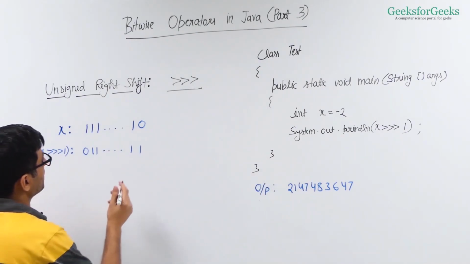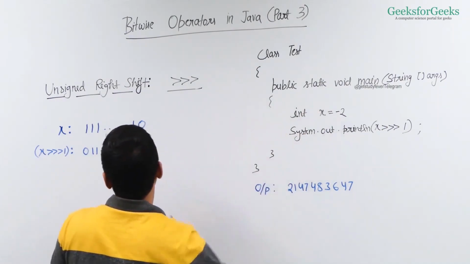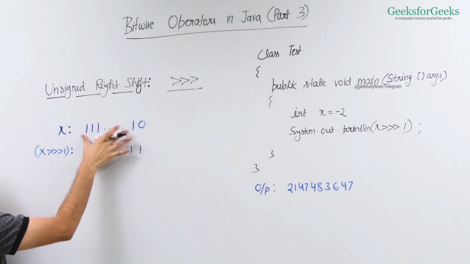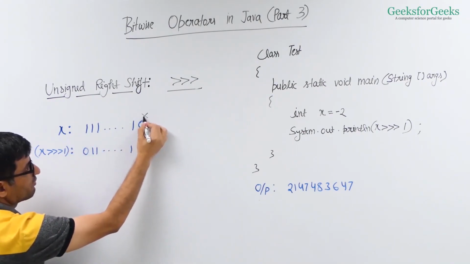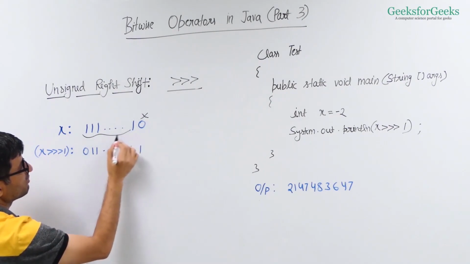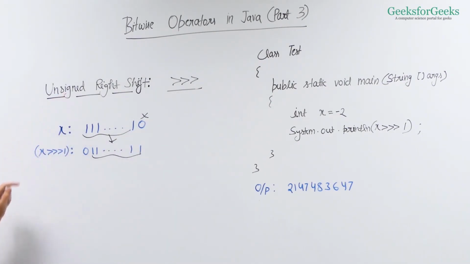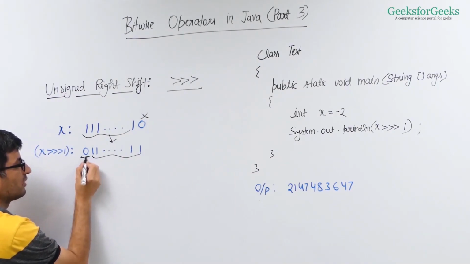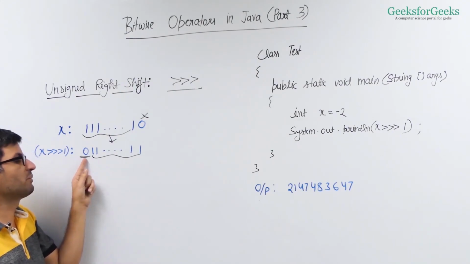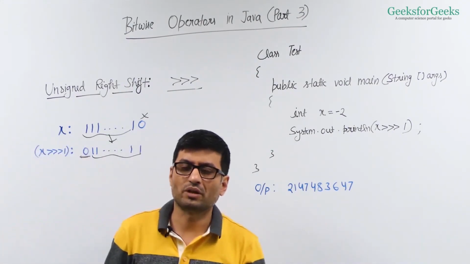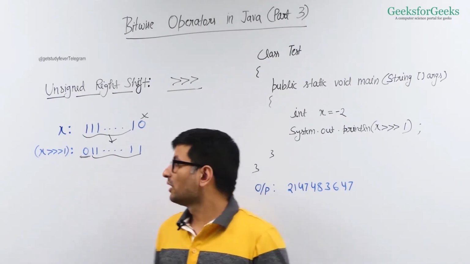So let's see what happens here. We have x equal to -2, whose binary representation is this. When we right shift it by 1, we have this bit removed. These 31 bits move to the right side. And here in the unsigned right shift, we fill it with a 0. So the result that we get is a positive number because the leading bit is 0. So when you apply unsigned right shift, your negative numbers actually become positive.